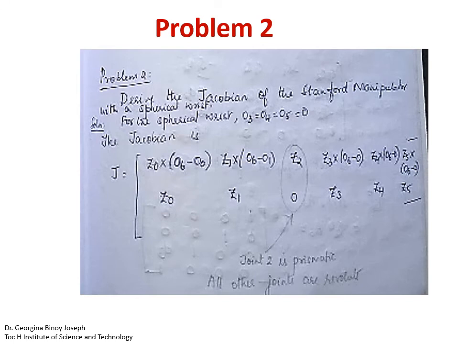Just as we had seen before, we take T10. T10 is going to give you your O1 and Z1. O0 and Z0 are for the base frame: O0 will be 0, 0, 0 and Z0 will be 0, 0, 1. Your Z1 and O1 you will get from T10 and so on. So please continue following the derivation in the notebook.